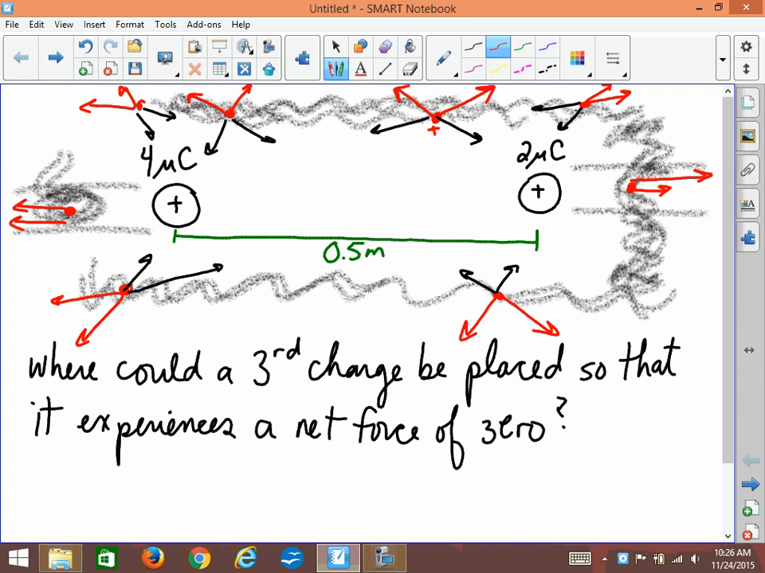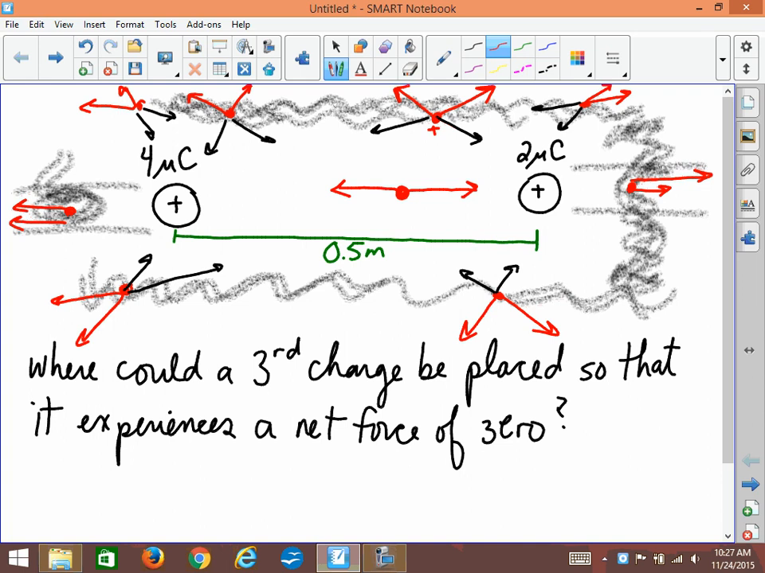This leaves me with only one spot left, the area in between the charges. And so if I put my charge somewhere in between, let's say I put it here, it would feel repelled from the 4 microcoulomb charge, and it would feel repelled from the 2 microcoulomb charge. And it is quite possible that there's a place where those two could cancel each other out.